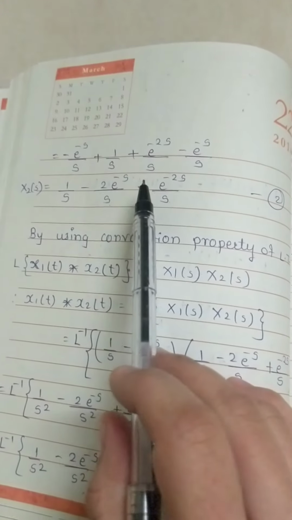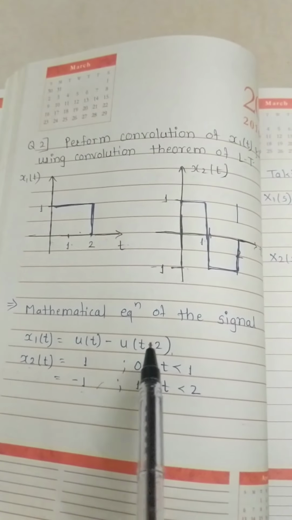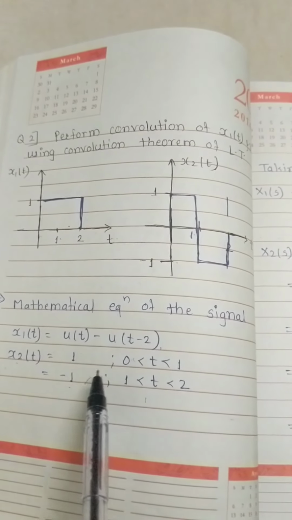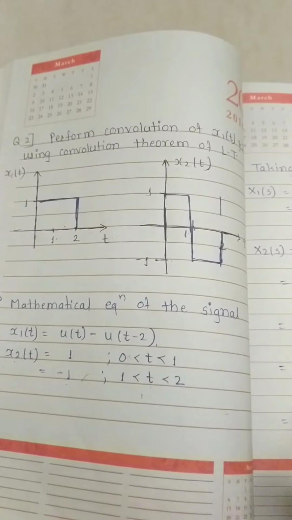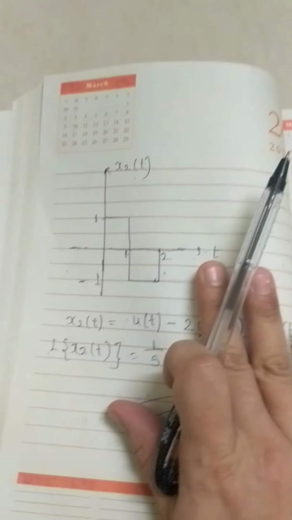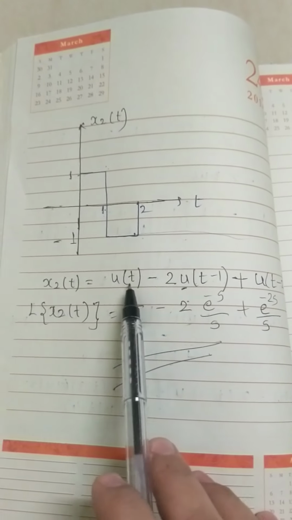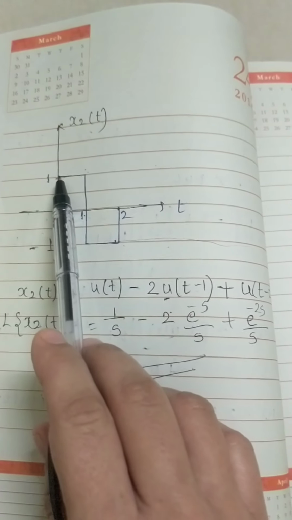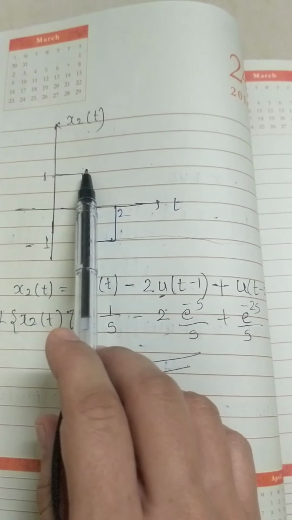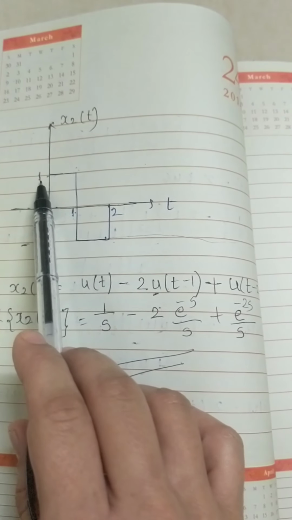Now instead of this method, where I am taking the value of x2 of t as 1 and minus 1 for these ranges, you can also convert this x2 of t into this form. That means here we have first a u of t signal with amplitude 1.